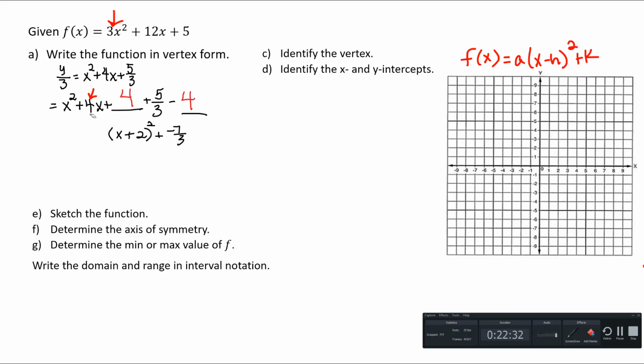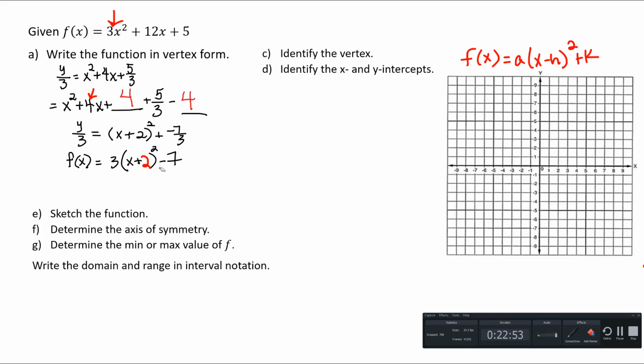So now we have it almost the way we want it, but this is y over 3. We don't want y over 3. We want just y. So we're going to multiply the whole thing through by 3 again. We'll have f of x is equal to 3 times (x plus 2) quantity squared. And then we'll have -7. So that's 3 times (x plus 2) quantity squared, minus 7.